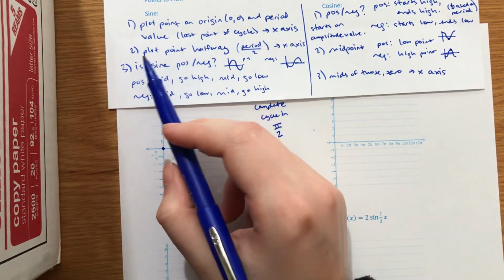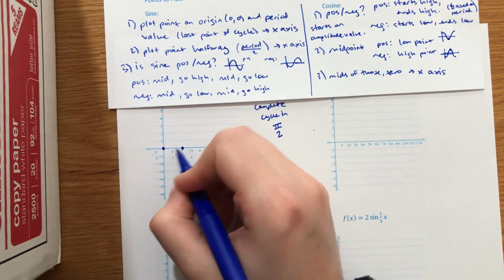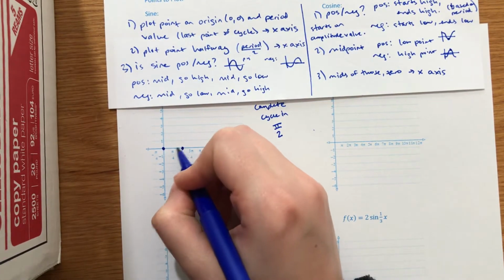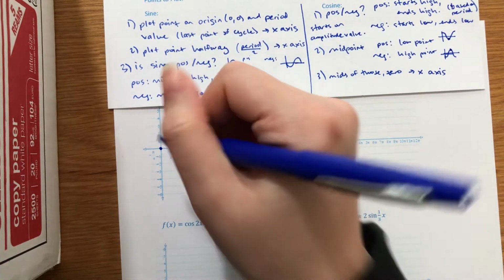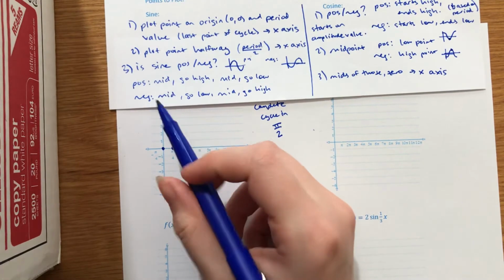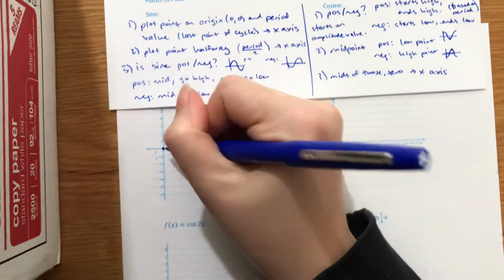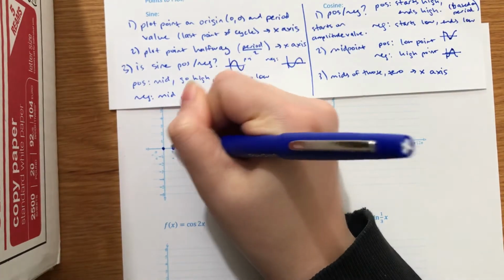Next up, plot a point halfway through the period. A lot of times you guys don't really have to divide by 2. You can just see what's halfway between 0 and pi over 2. It's pi over 4. So that's my third point. And then you need to ask yourself, is it positive or negative? Well, it's positive, so that means it's going to go up and then down. So you're going to have a peak, then a valley.